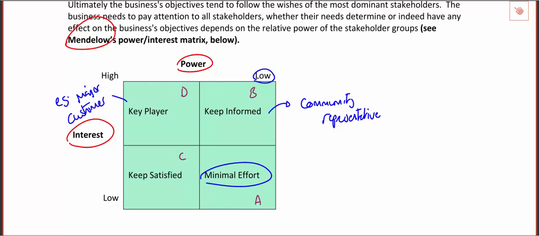Quadrant C then, keep satisfied, would be where you'd have a stakeholder or a stakeholder group with high power but relatively low interest. So as long as you're keeping them ticking over, they're happy just to let you get on with it. So for example, a large institutional shareholder.